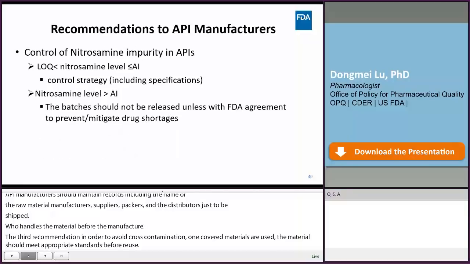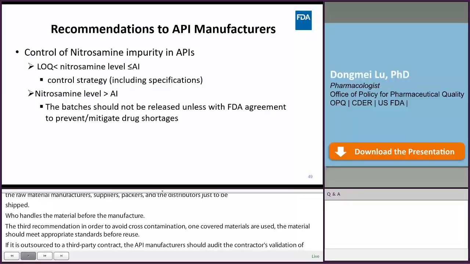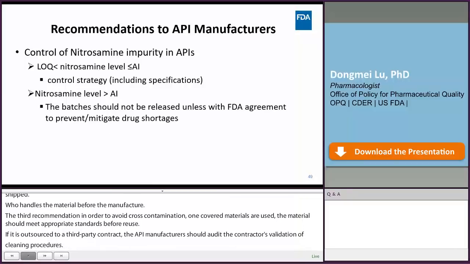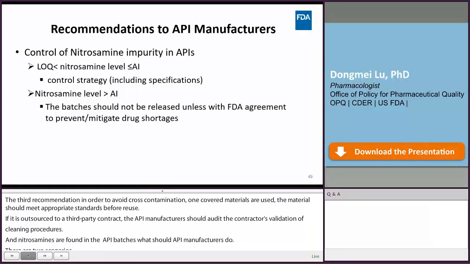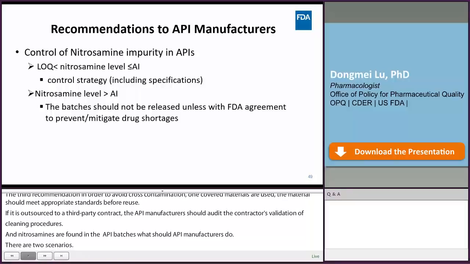If nitrosamines are found in the API batches, what should API manufacturers do? There are two scenarios. First one, if the nitrosamine level is above LOQ but no more than the AI limit, the manufacturer should develop a control strategy, including specification limits, to ensure the nitrosamine levels are below the AI limit.